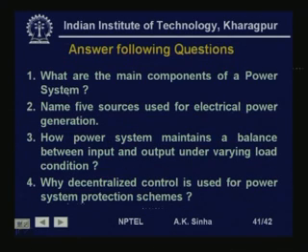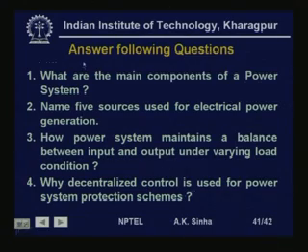Now, once we have gone through this, I would like you to answer some questions. Question number 1: What are the main components of a power system? Question number 2: Name 5 sources used for electrical power generation. Of course, this is again a very simple question. Question 3: How does a power system maintain a balance between input and output under varying load conditions? Again, we talked about this, so you should be able to answer. That is, when we increase the load, what happens and how does the power system try to balance it?